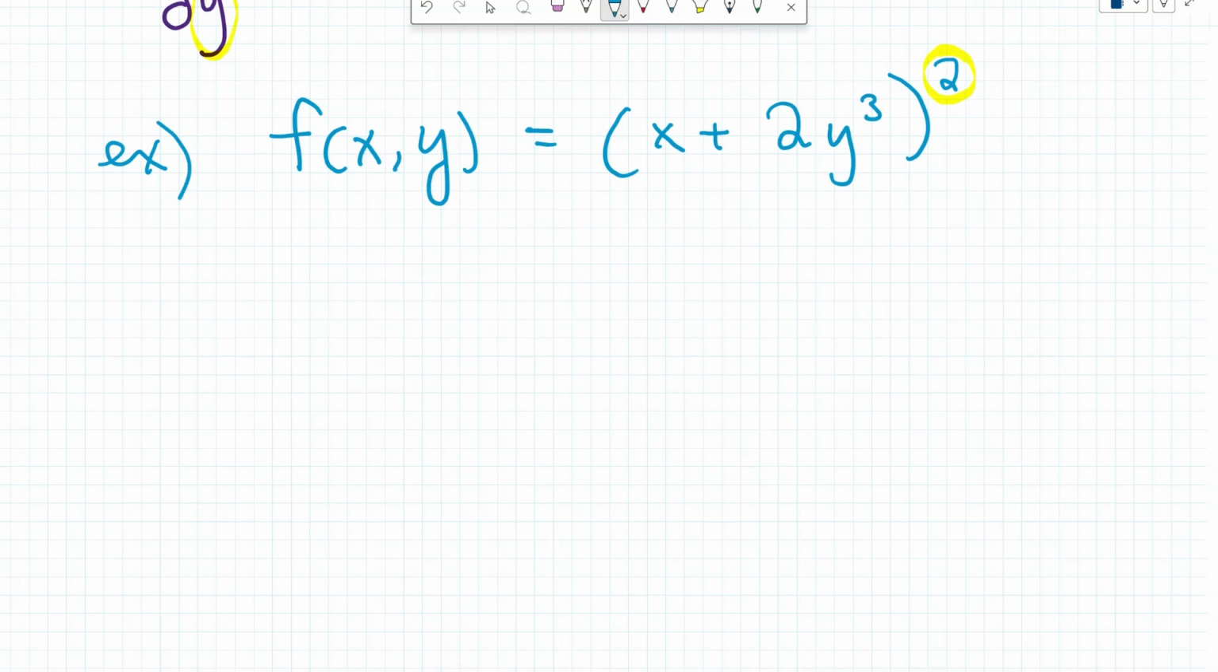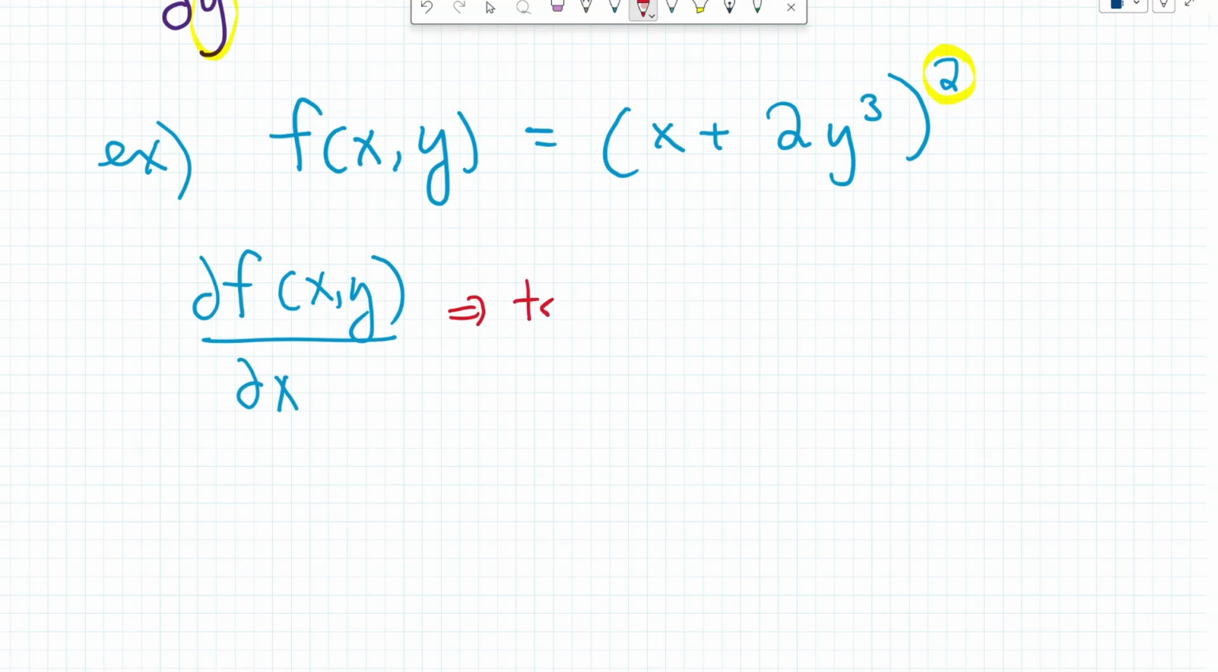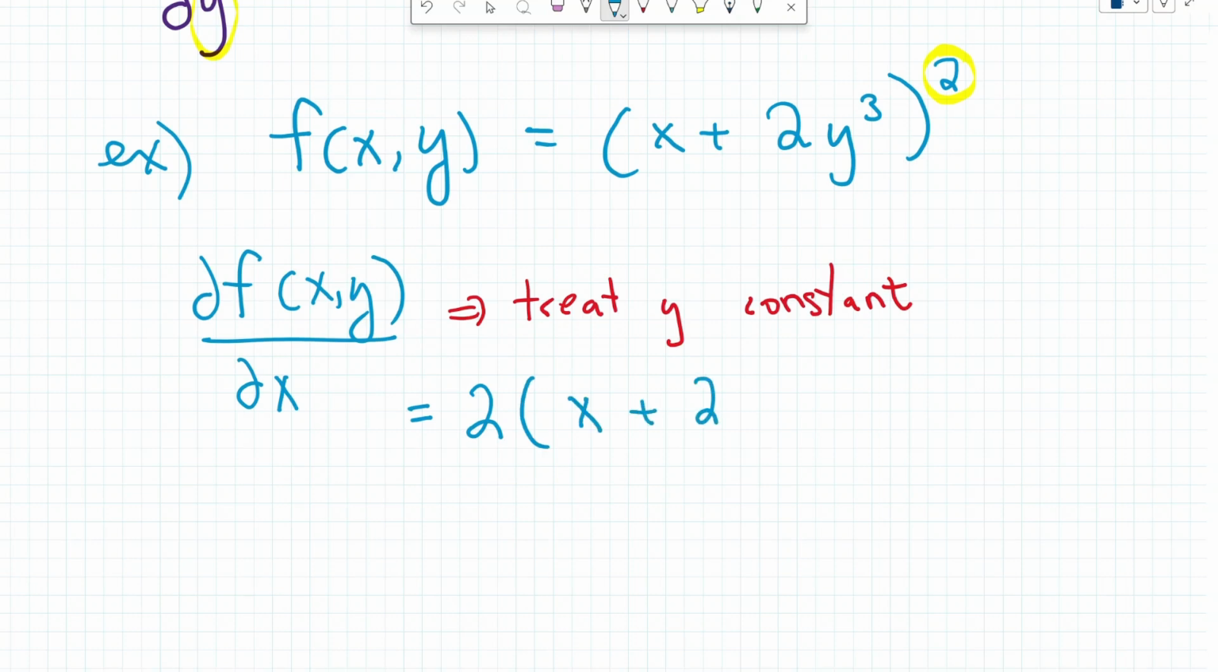First of all, we want to find the partial derivative of f with respect to x first. What does that mean? That means we have to treat y as a constant, and then we just solve the derivative accordingly. So let's go through this. We're going to be applying the chain rule. So we bring the 2 down, we keep everything in the middle, so we have x plus 2y cubed.